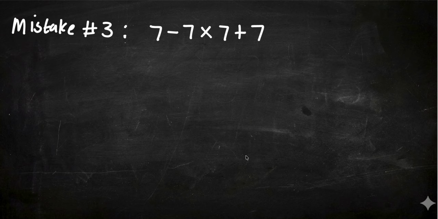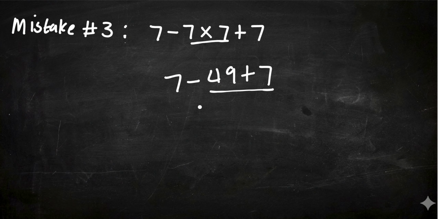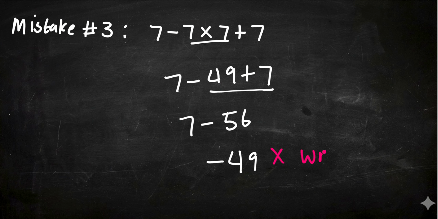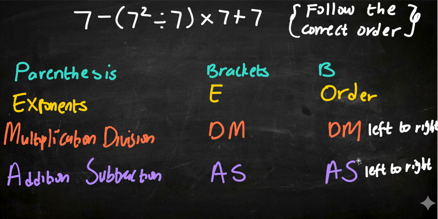Another mistake that I see people make is they jump straight to multiplication and do multiplication first, which is not incorrect. So 7 times 7 is 49. But then when they get to this point, they make the mistake of doing addition first, and then they do 49 plus 7 and they get 56. And then they do subtraction and get negative 49. This answer is the closest to being correct, but unfortunately it's wrong because they did not follow the order of operation correctly. So what's actually going on?